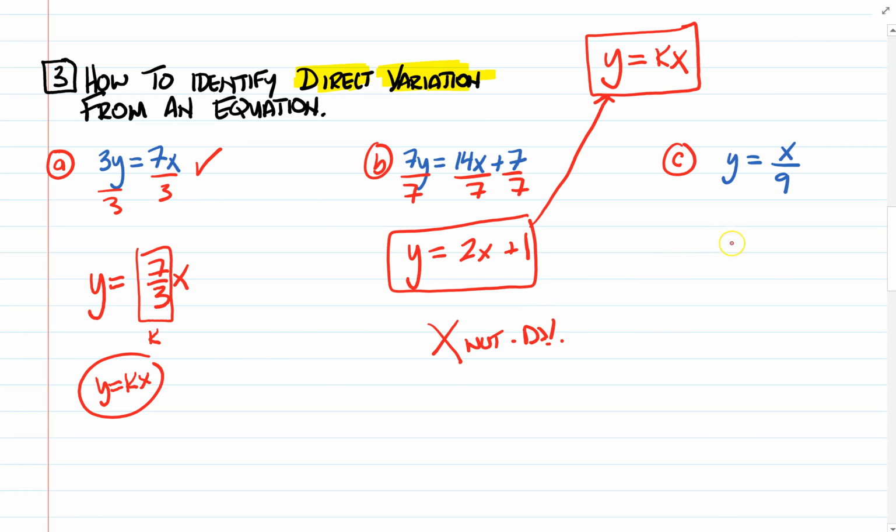What about this one over here? It says y is equal to x over 9. So it looks like it's not in direct variation, but if you think about it, I could write this as y equals 1/9 of x. That's the equivalent statement of x over 9.